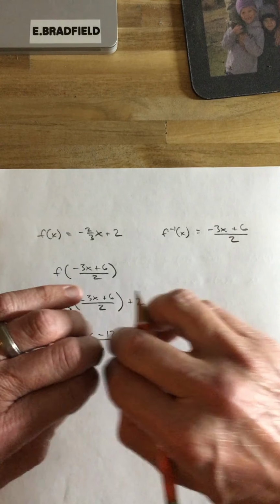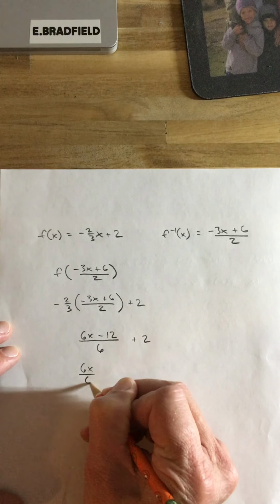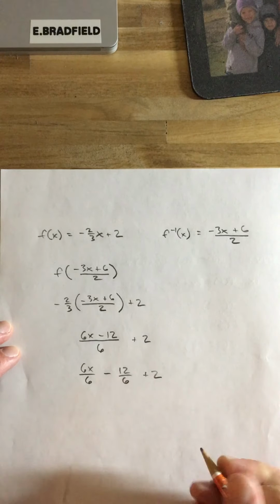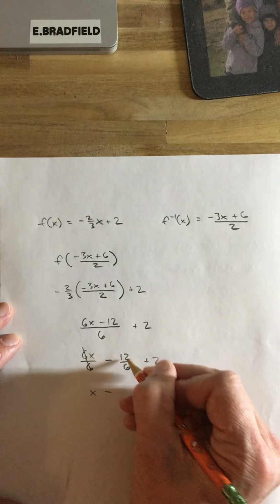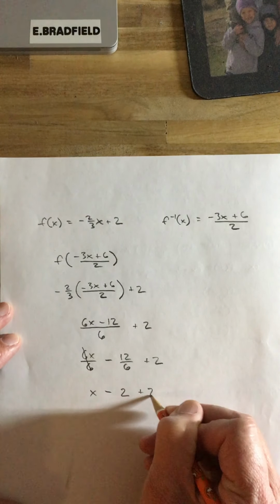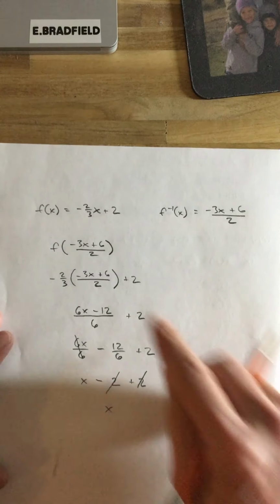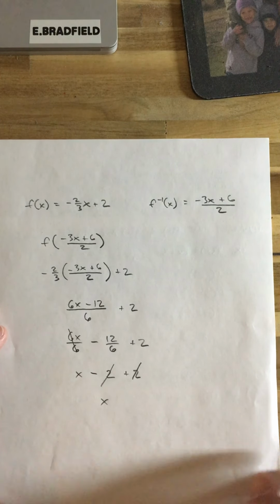And if you want, let's split them apart. So we have 6x over 6, right? 6x over 6 minus 12 over 6 plus 2, okay? The 6's cancel, we're left with x, minus, well, 12 divided by 6 is 2, plus 2, these cancel, and we're left with x. So again, I'm just going to check one way. You could check the other if you really care or want the practice, okay?